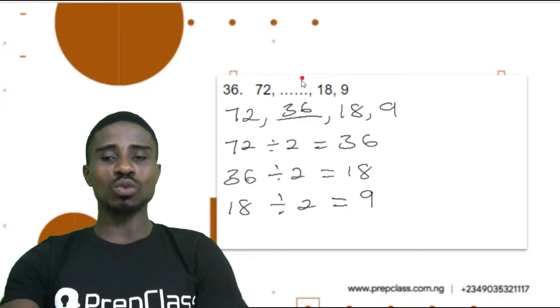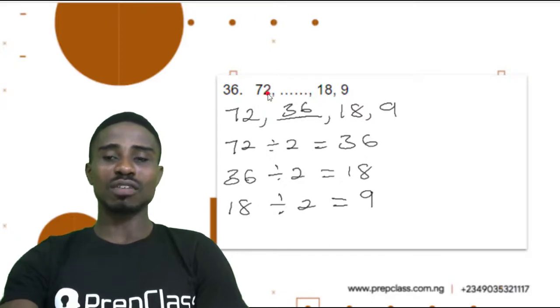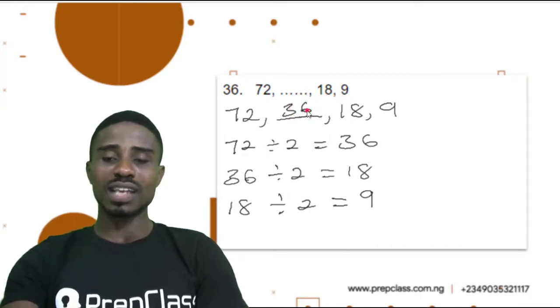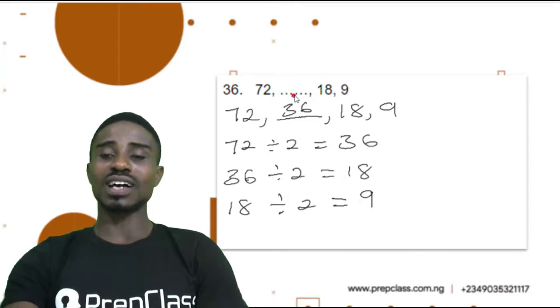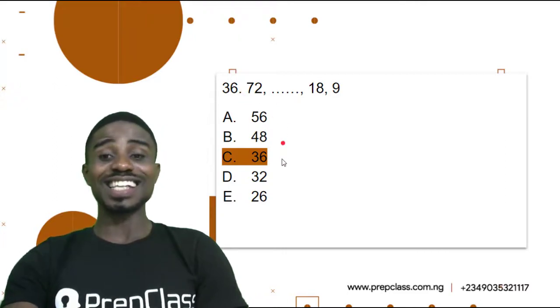So 18 times 2 will give me this number here, which is 36, and 36 times 2 will give me 72. Or I can say 72 divided by 2 will give me the number here, 36. 36 divided by 2 will give me 18. 18 divided by 2 will give me 9. So our correct answer in this space would be 36. And in trying it out, 72 divided by 2 is 36, 36 divided by 2 is 18, 18 divided by 2 is 9. So the correct answer would be 36. Let's check it out. Question 36, coincidentally, our correct answer is 36.